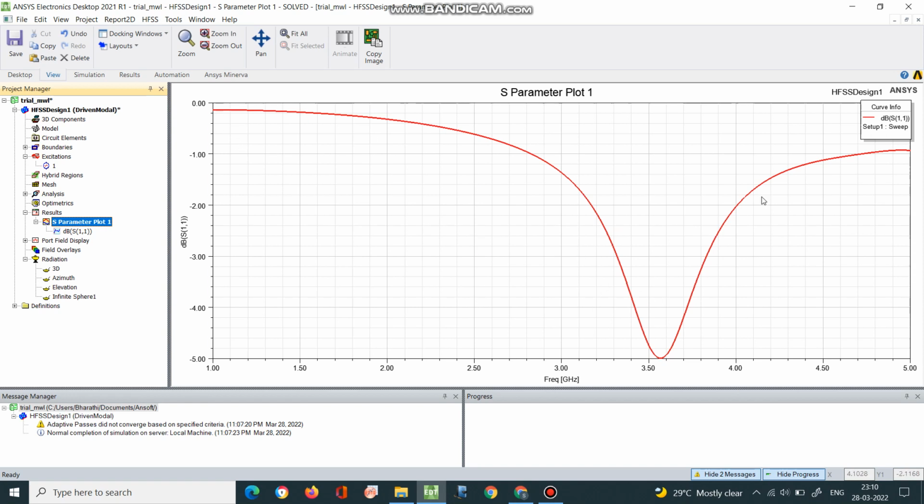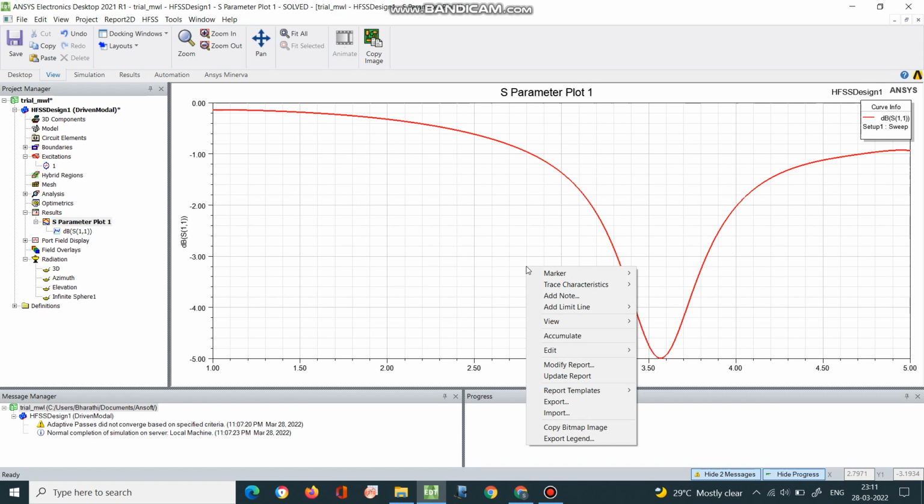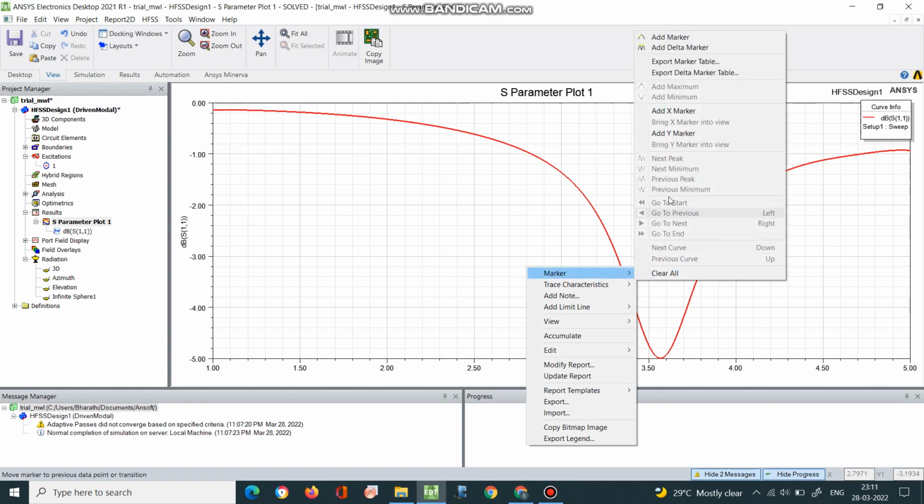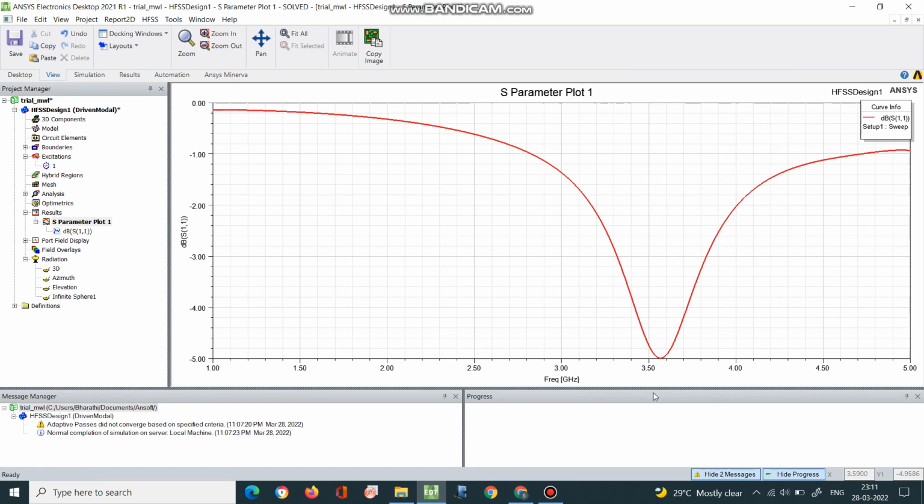Now we get the shape of the curve like this, and your maximum is at -5. We can place the marker: right click on it, go to marker, and give add marker. So you can show this tip value, it is around -4.98. So it's not lesser than -10. So you have some impedance mismatch. It's not completely transmitted, right?